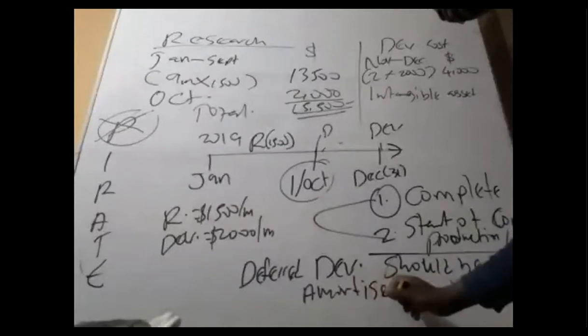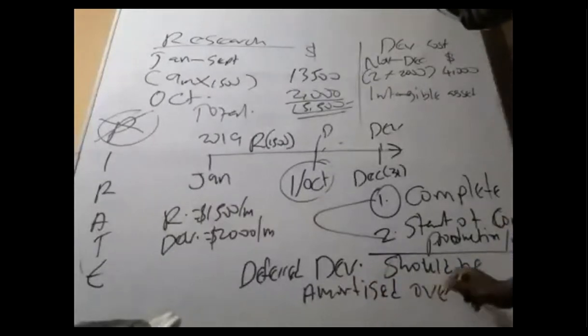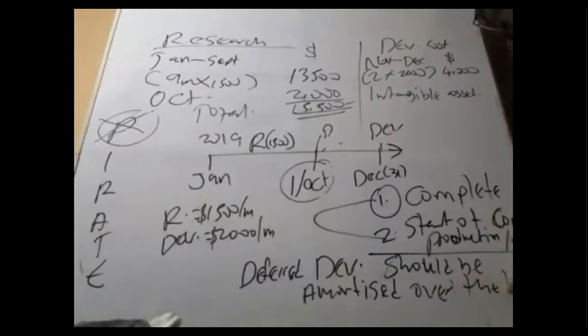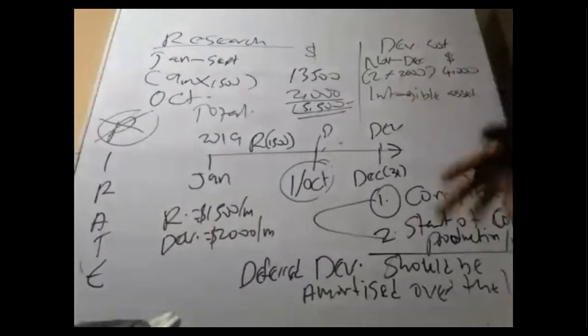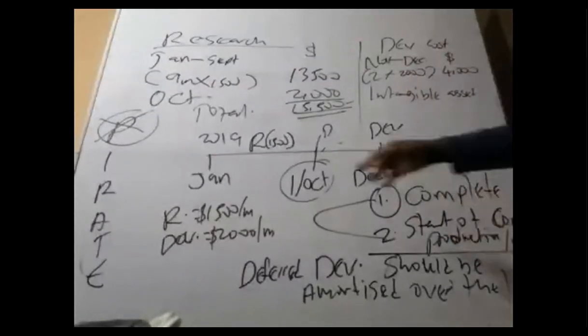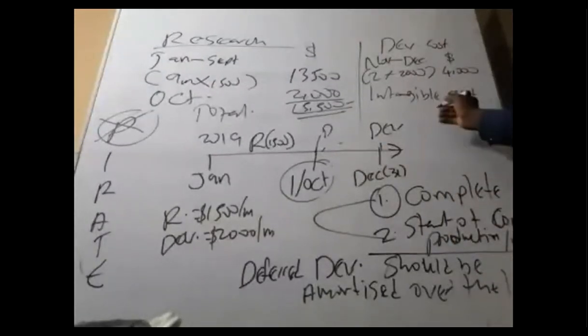Amortized over the life of the product. So the product that you have developed, the formula that you have developed, if that formula will last for 5 years, then divide this 4,000. Where is the 4,000? Here it is. Divide it by the life of it. That is all. We are done with the recognition.